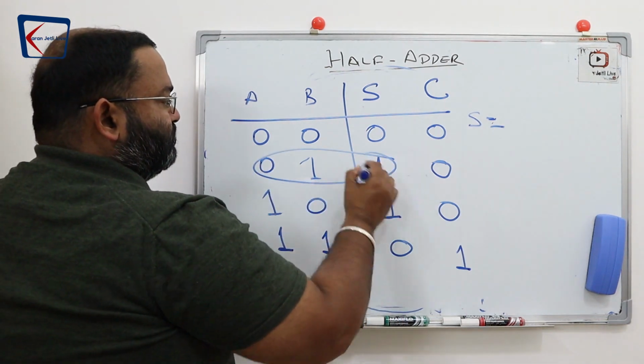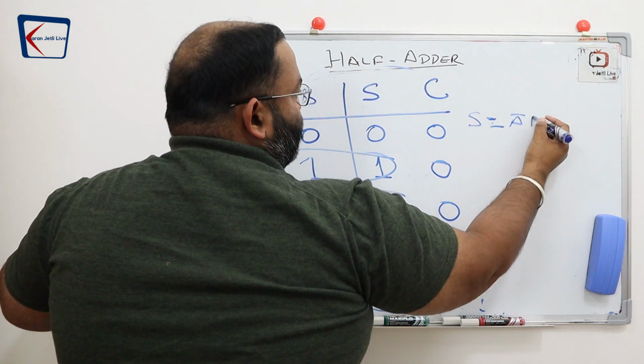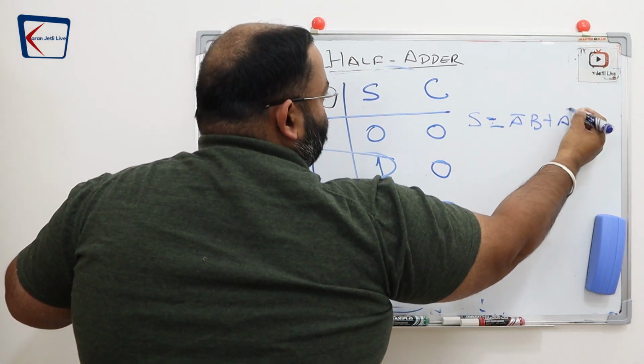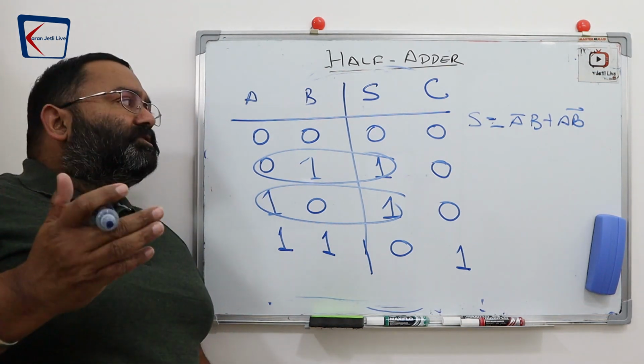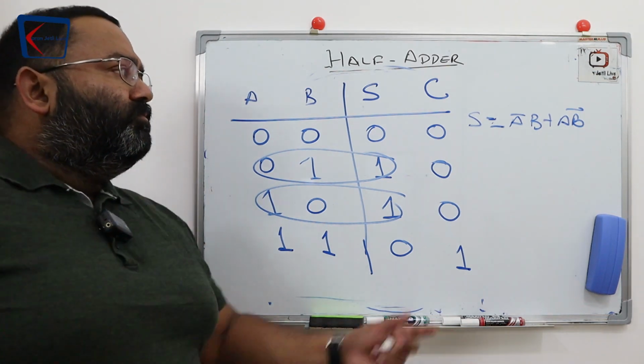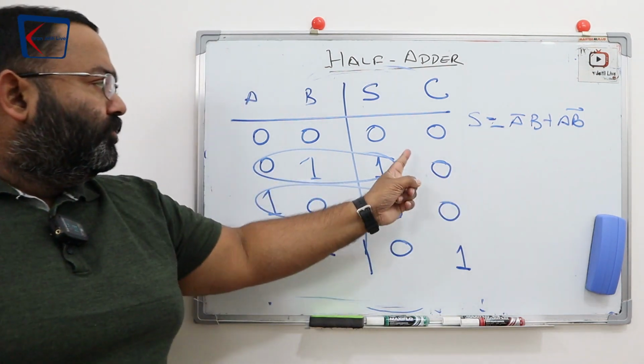So this plus this. So what is this? A complement B plus AB complement. Okay, so guys, if we look at this, A complement B plus AB complement means when both the inputs are not equal, the output is 1.